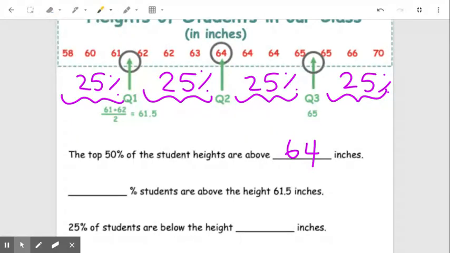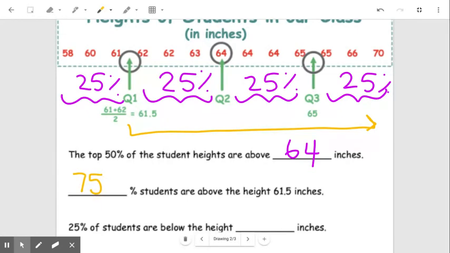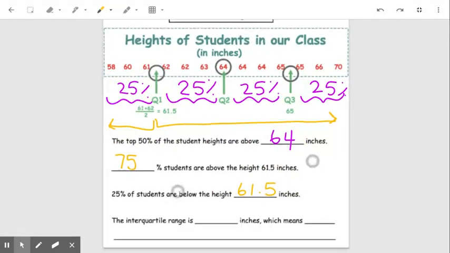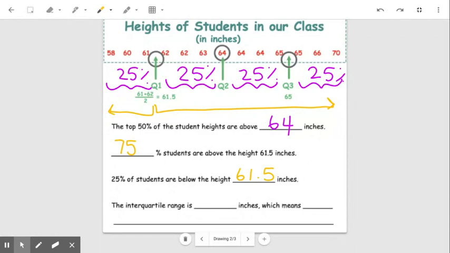It says blank percent of students are above the height 61.5. Well, 61.5 is here, and if I want to know how many people are above that, that's three of the quartiles, that would be 75%. It says 25% of students are below the height of how many inches? Well, 25%, the bottom quarter, there's exactly 25% below 61.5 inches.